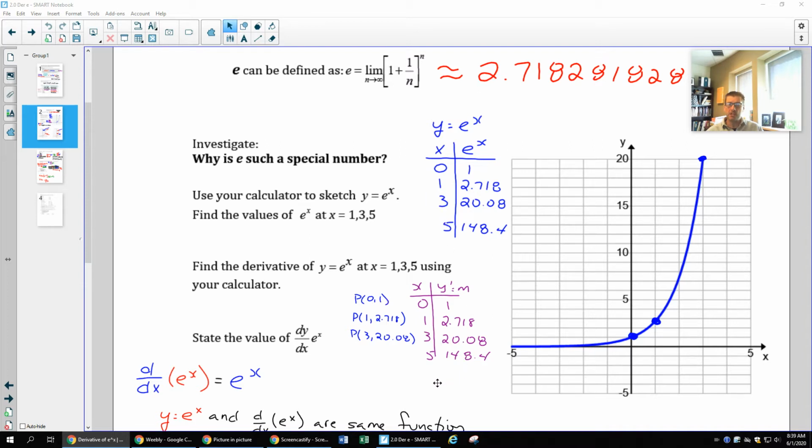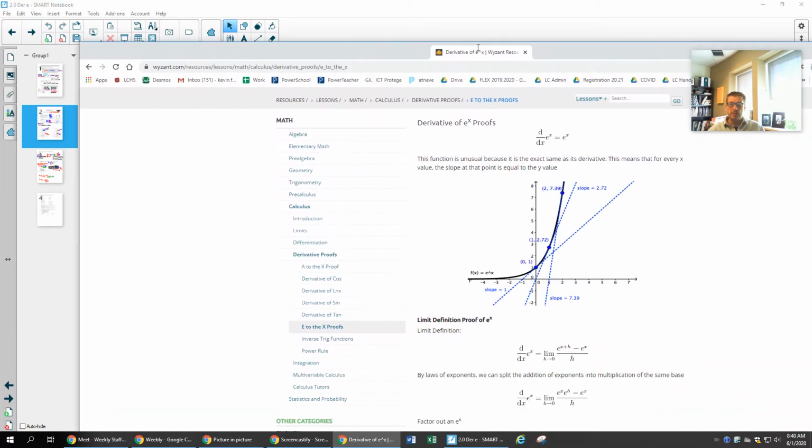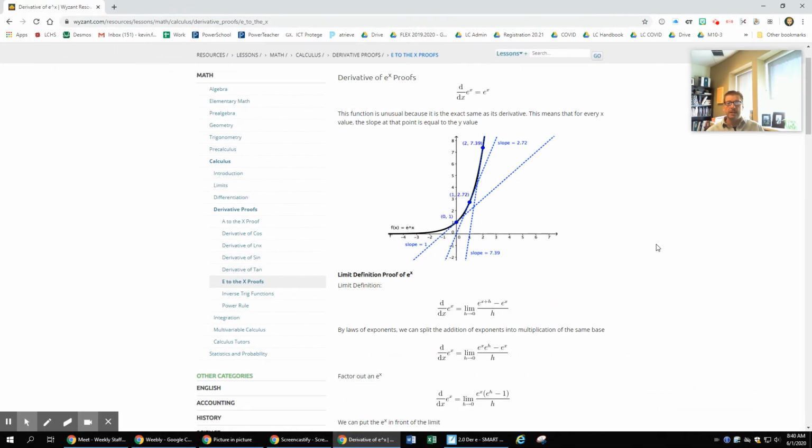They all match up. So this is the only function that you can graph where, when you figure out what the point is, the y value is also the slope there. In other words, if you said, what's the slope of e to the x? The slope of e to the x is e to the x. And there are proofs for this information. And again, this one kind of deals with some limits, so it's kind of neat.